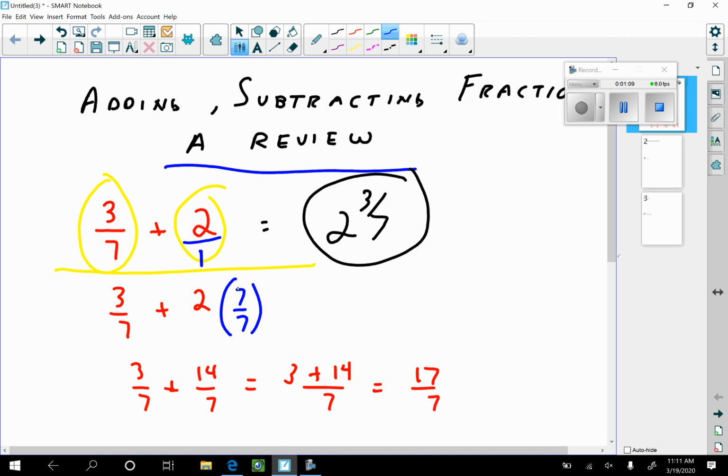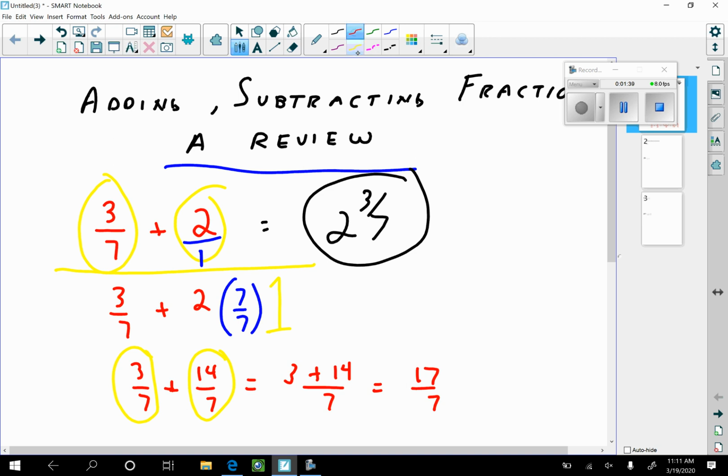How do I make that 1 a 7? I multiply it by 7. But if I multiply the bottom by 7, I have to multiply the top by 7 as well. So what I'm actually doing is multiplying 2 over 1 times 1, and I'm just changing the way that 2 looks. Well, we know another word for 2 is 14/7. And I choose 14/7 because this 3/7 has a denominator of 7.